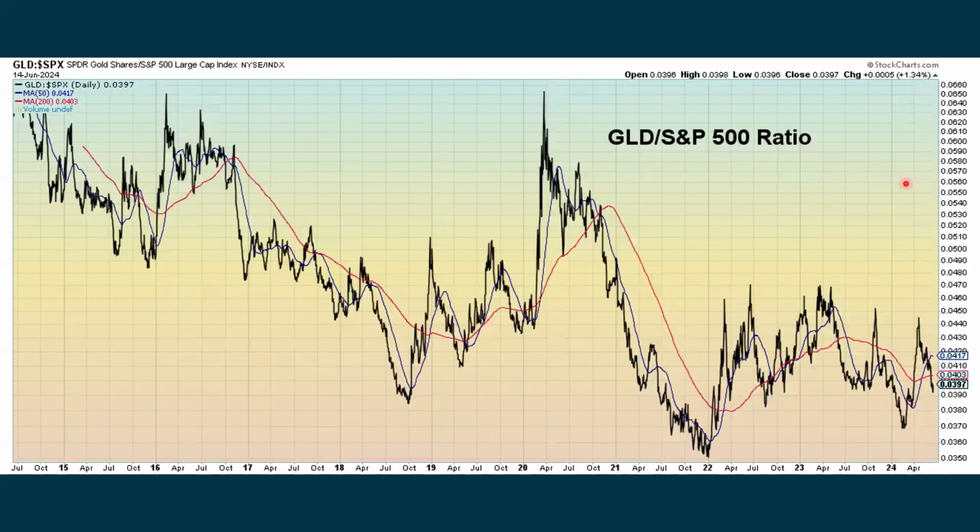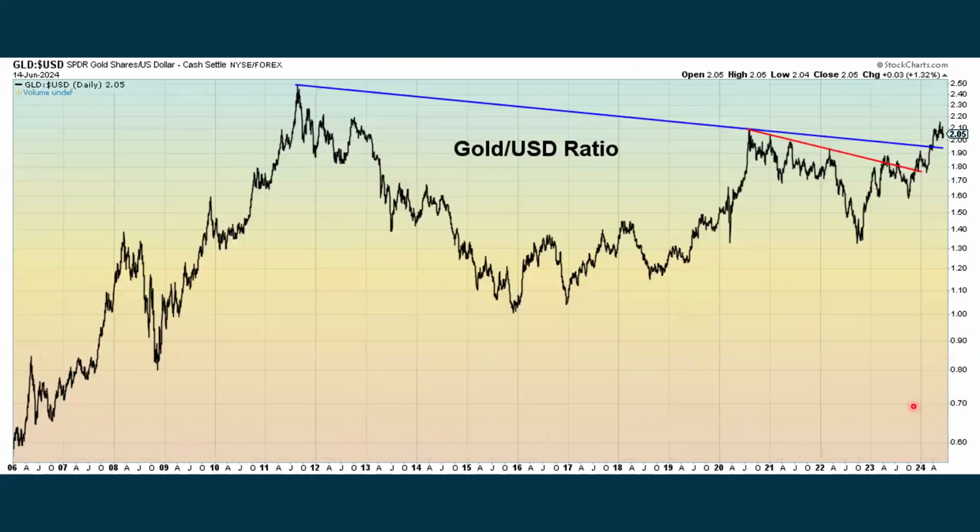We look at gold to the S&P, and even though gold's been all the rage and people have been talking about it, we do see a recent golden cross with this ratio, but now it's been pulling back. So really gold has not necessarily been outperforming the S&P 500.